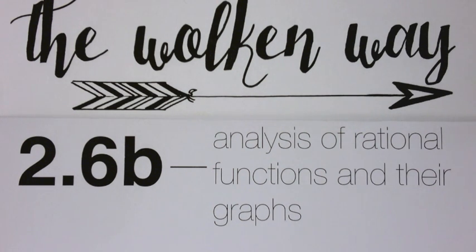Alrighty, we are going to get started with the last section of the Chapter 2B chapter. So it is 2.6b, analysis of rational functions and their graphs. It's really going to help us piece together and make more connections with our rational functions, and it's really going to help us process what we did in the 2.6a lesson as well. So 2.6b.